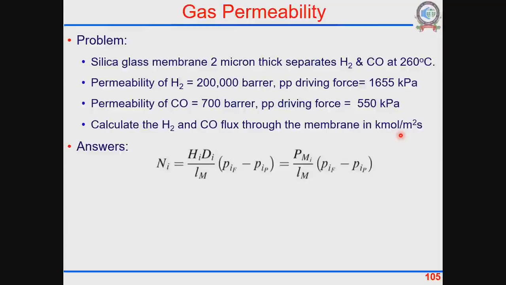So if you want to see the answer, again it is from this. Hydrogen flux will be 0.055 kilomole per meter square per second. Carbon monoxide flux will be 6.5 into 10 raised to minus 5 kilomole per meter square per second.